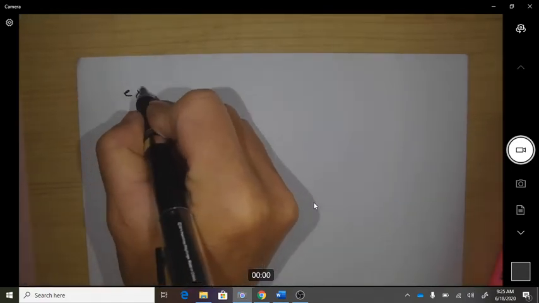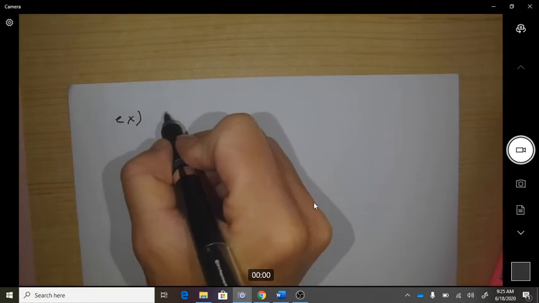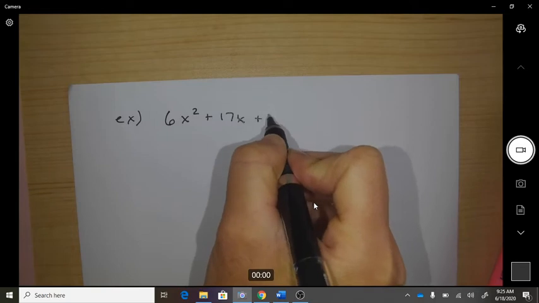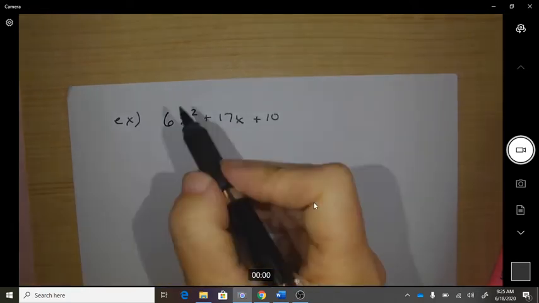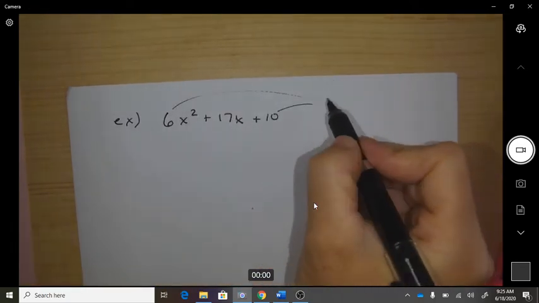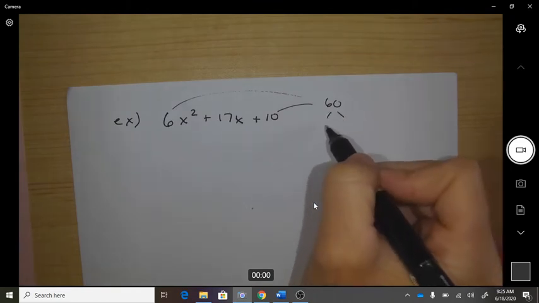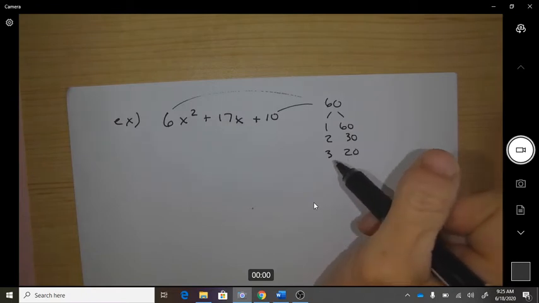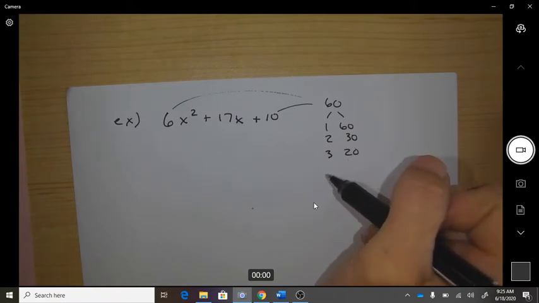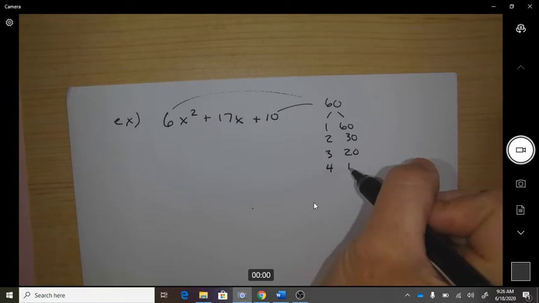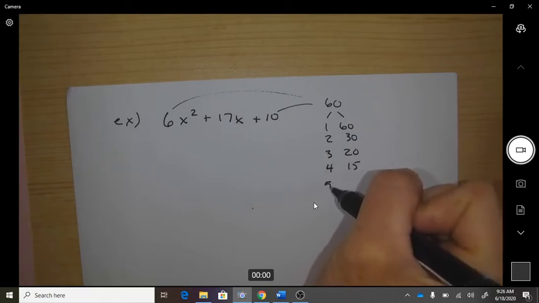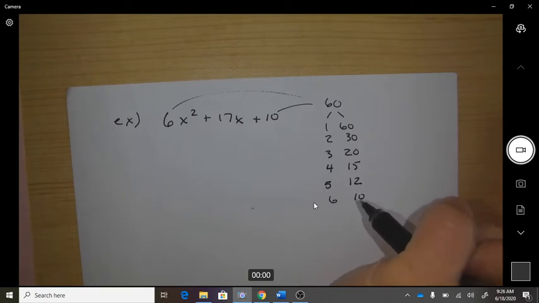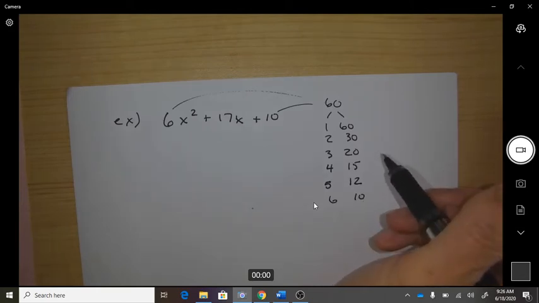Okay, another example. Let's go 6x squared plus 17x plus 10. Okay, so now I'm going to loop 60. So 1 and 60, 2 and 30, 3 and 20, 4 and 15, 5 and 12, 6 and 10. I think that's it.